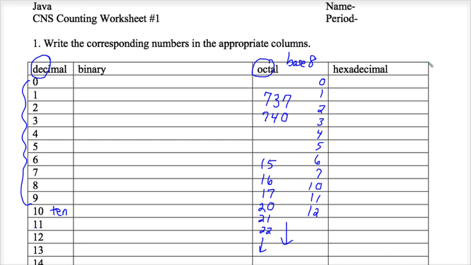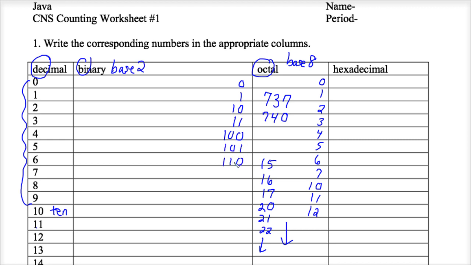Now let's consider binary, the numbering system that the computer uses to count at the machine level. In binary, we only have 2 digits because this is considered base 2. We only have a 0 and a 1. And then we immediately recycle, and the next value is 1-0, and so on. Watch the pattern.